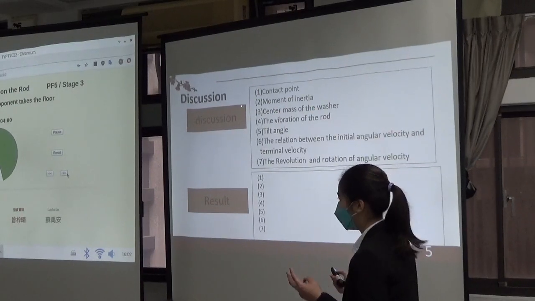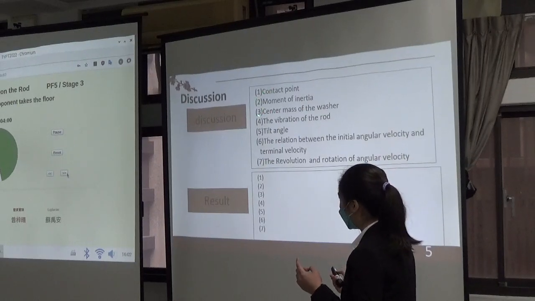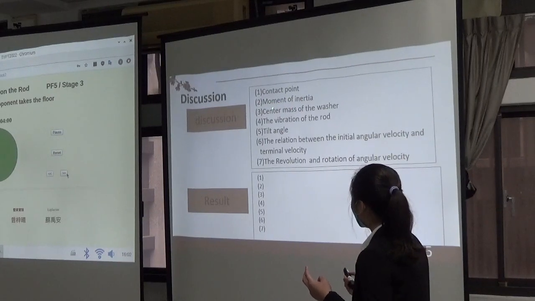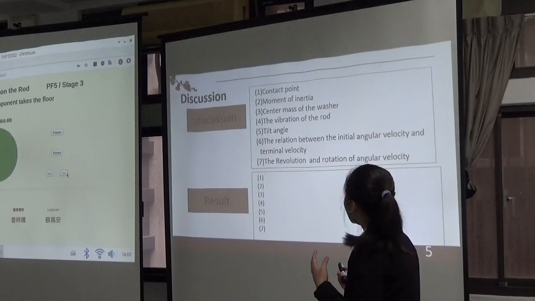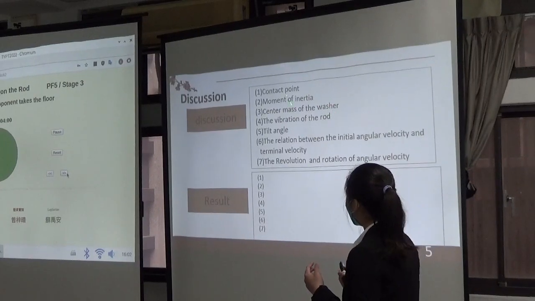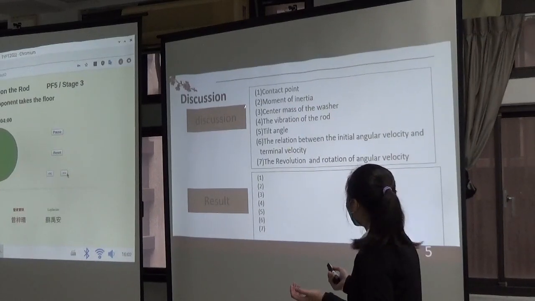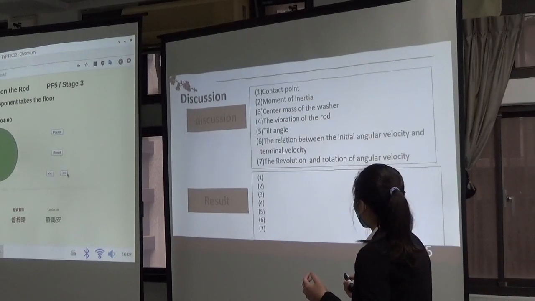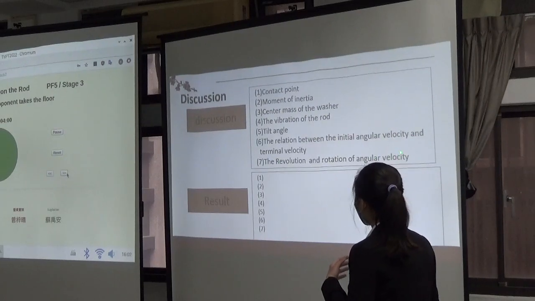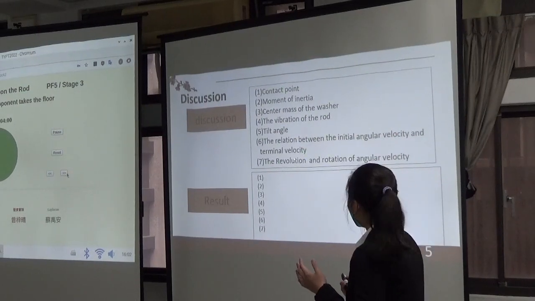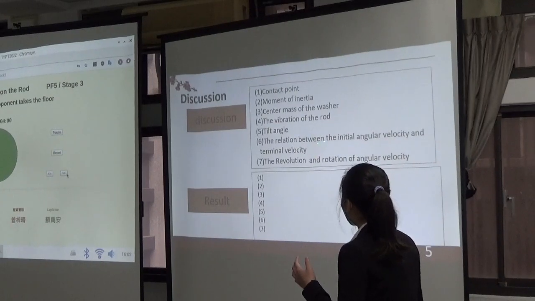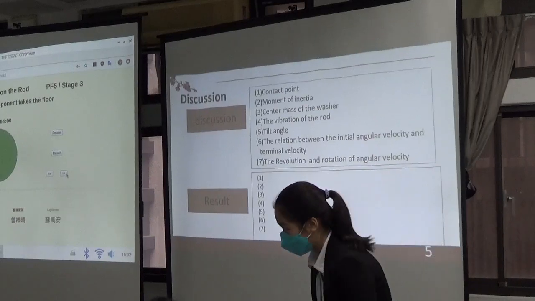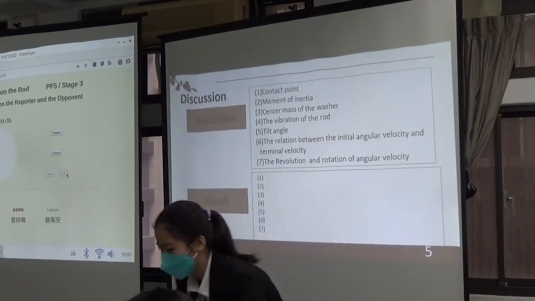Maybe there are two situations. The first situation is that there is one connect point, and the second situation is that there are two connect points. And we will also discuss moments of inertia and the center of mass of the washer, its motion, and also the vibration of the rod, which I think will influence the terminal velocity a lot. Also the tilt angle and the relation between the initial angular velocity and the terminal velocity. We will also discuss the revolution and rotation angular velocity, and the relationship between them. Now I will go to the discussion part. Thank you.